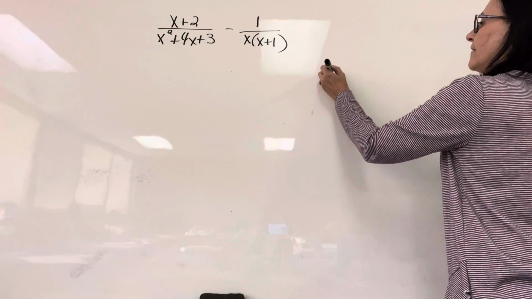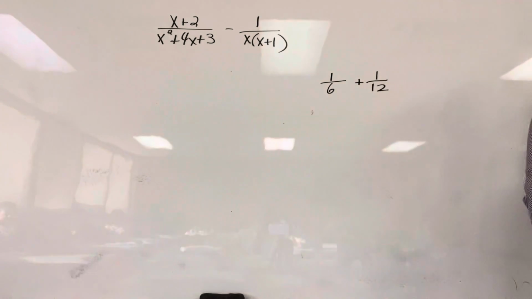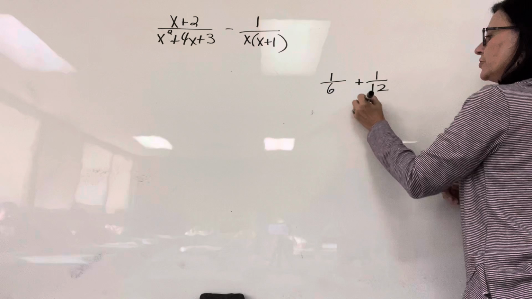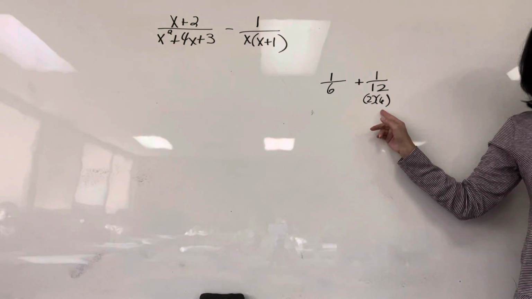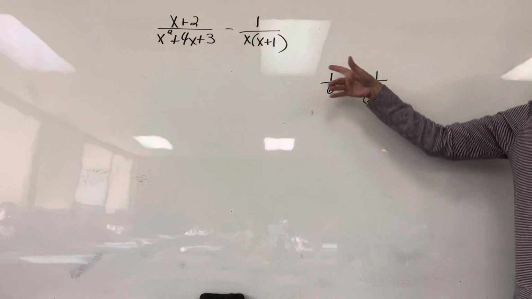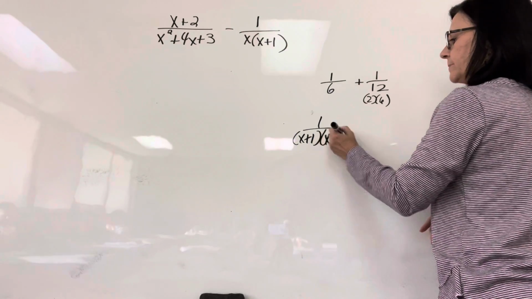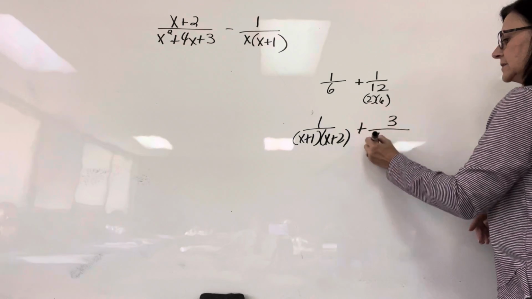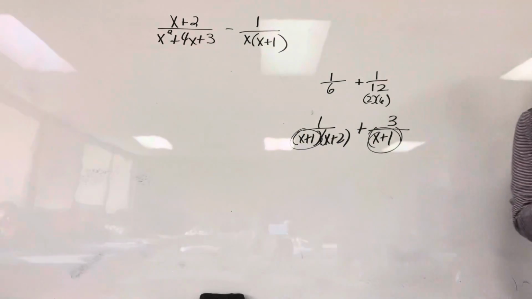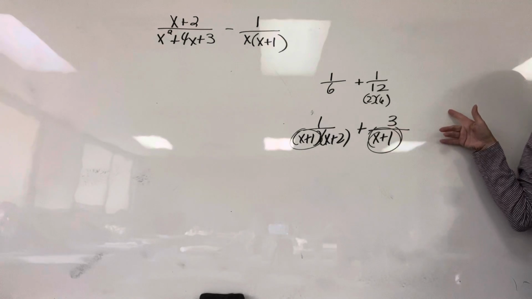In the same way, if I have 1 over 6 plus 1 over 12, what would be your common denominator? 12. Why? Because 12 is 2 times 6, right? So I only need to multiply this one. They both have 6 in the denominator. I only need to multiply this one by 2 over 2. In the same way, if I have 1 over x plus 1 times x plus 2 plus 3 over x plus 1, do they have a common factor? Yes, this x plus 1 is a common factor. I only need to multiply this second term by x plus 2 over x plus 2. Does that make sense?